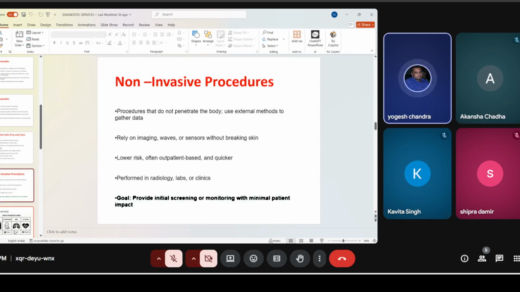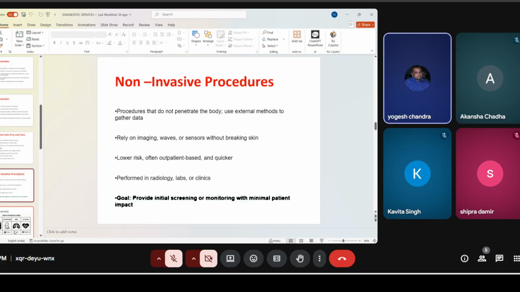ये कहीं भी इन टाइप की चीजों पे जगह पे किए जा सकते हैं. We don't need any kind of very specific infrastructure. We don't need a sterilized X-ray room. Of course, the X-ray room must be clean and hygienic, but it doesn't need any kind of sterilization. And the purpose of this non-invasive procedure is they provide initial screening or monitoring with minimal patient impact.